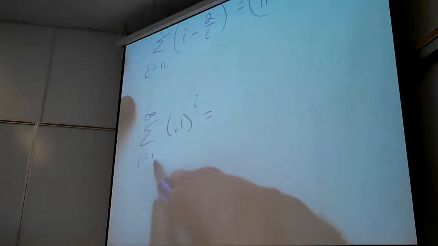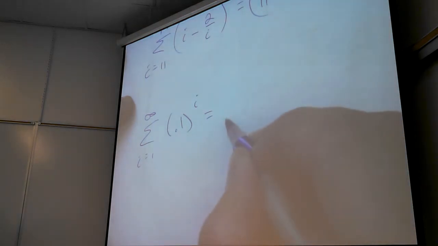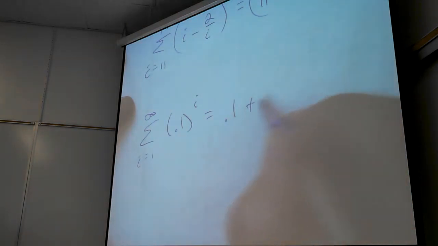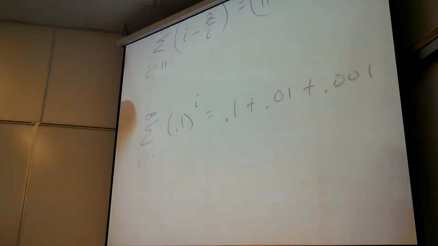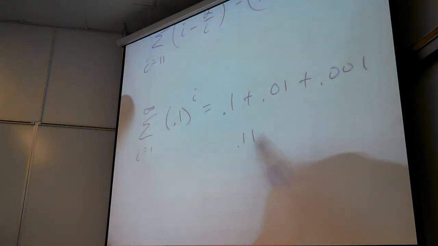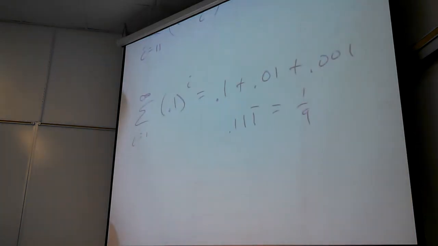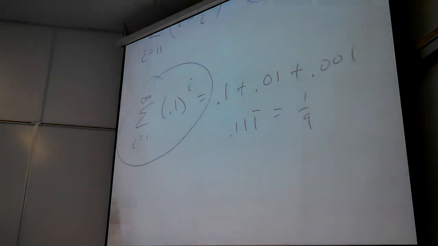Think about it. When I is 1, what do I get? 0.1. When I is 2, 0.01. When I is 3, now keep going to infinity. What do you get? You just get roughly 0.1 repeating, 0.111 repeating, which is 1/9. So this is a representation of 1/9.